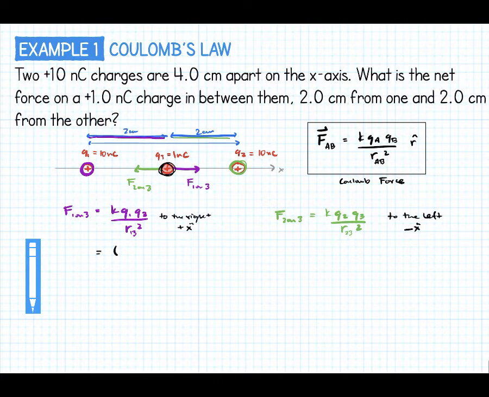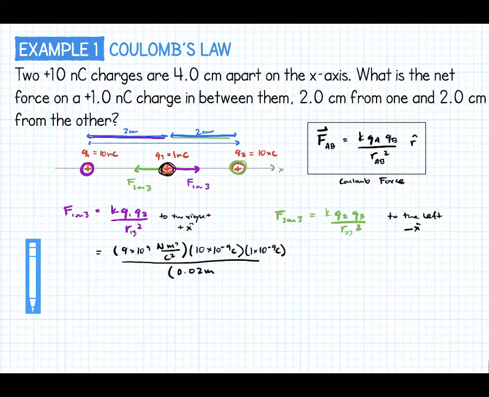So this is going to be K, which is 9 times 10 to the 9th newton meters squared over coulomb squared. You also need to convert your Q's to coulombs so that they cancel. So this will be 10 times 10 to the negative 9 coulombs, 1 times 10 to the negative 9 coulombs. All of this divided by, it has to be in meters, so convert from centimeters to 0.02 meters, and that is squared. Don't forget to square that, okay?